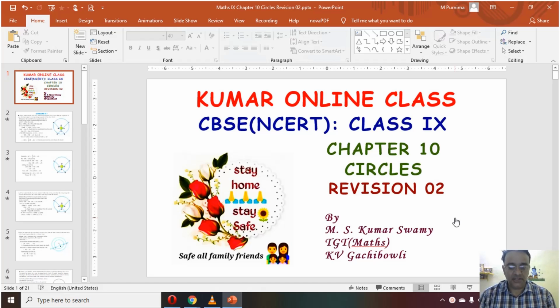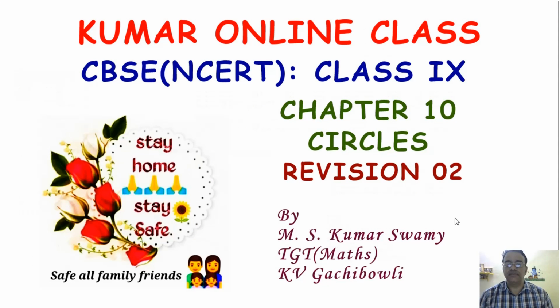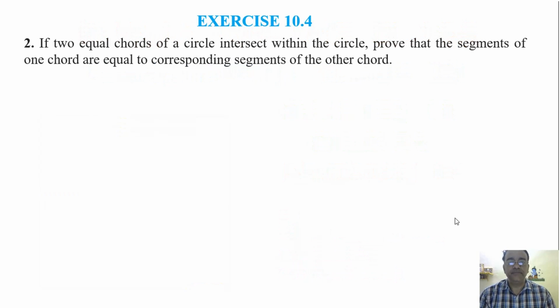Today we are going to start revision number 2 of chapter number 10, circles. जहाँ पे रुके थे वहाँ से कंटिन्यू कर रहा हूँ मैं. So exercise 10.2, question 10.4: If two equal chords of a circle intersect within the circle, prove that the segments of one chord are equal to the corresponding segments of the other chord.